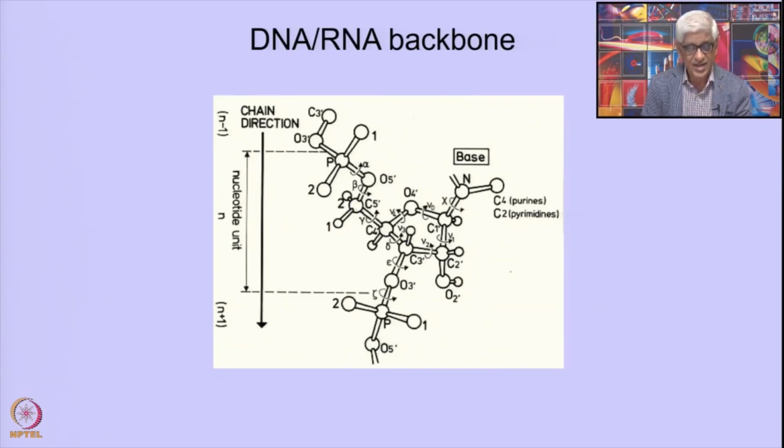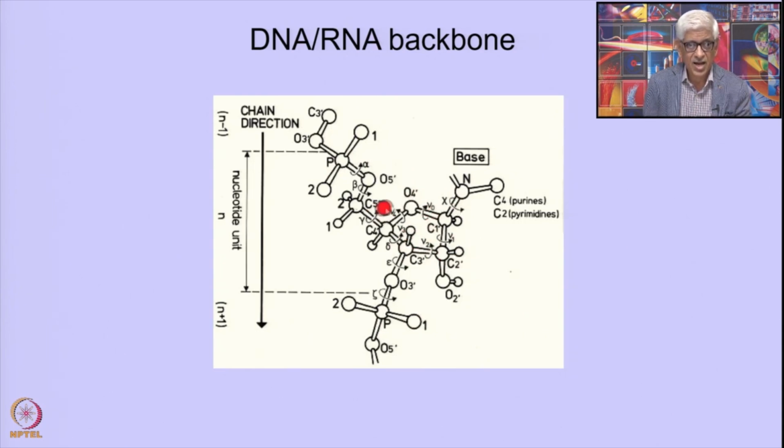As I said, the DNA is a polymer. It is made up of nearly 1 billion units, and what are these units? These are called the nucleotides. So the nucleotide is described in this manner. There is a phosphodiester linkage here. This has the sugar ring here. This is a 5-membered sugar ring, as you can see.